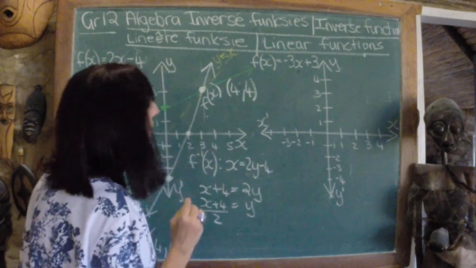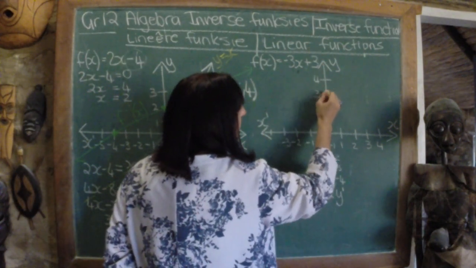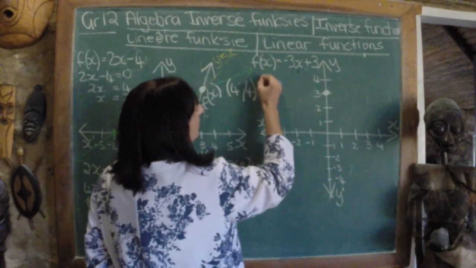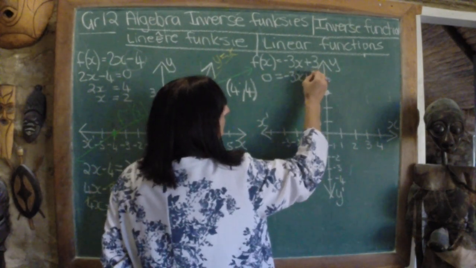Let's draw it first. Ons y afsnit is plus 3. Let's make y 0 to get our x-intercept.